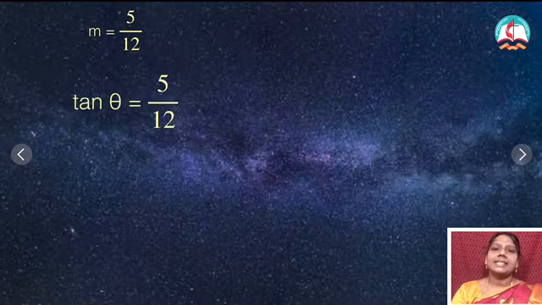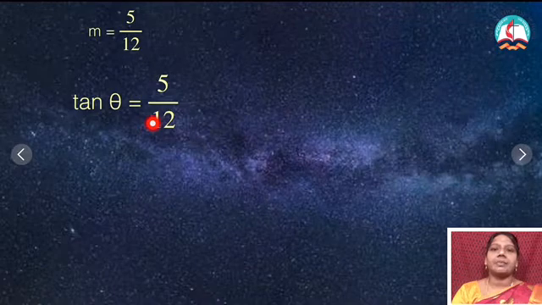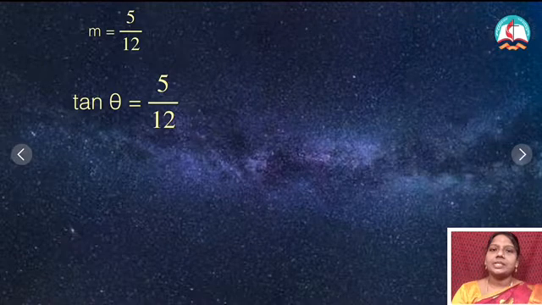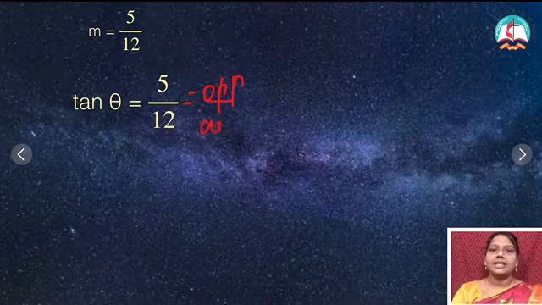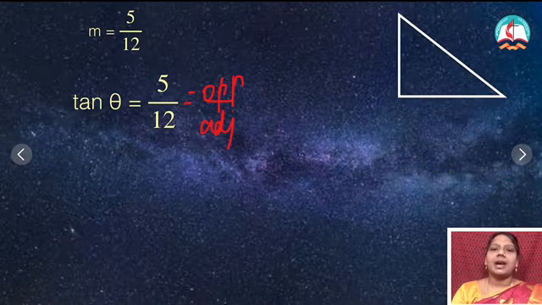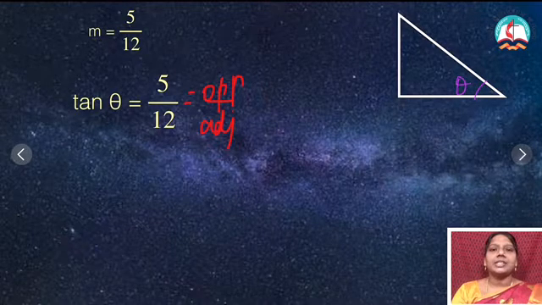Therefore, we know the trigonometric ratio, that is tan theta is equal to 5 divided by 12. Okay. Now, what is the value of tan theta? That is opposite side by adjacent side. Shall we draw a right angle triangle? So, if you are drawing a right angle triangle in which I am marking theta and then opposite side is 5 and adjacent side is 12.